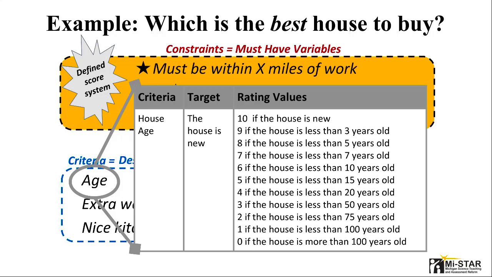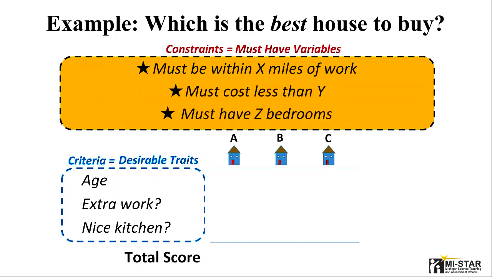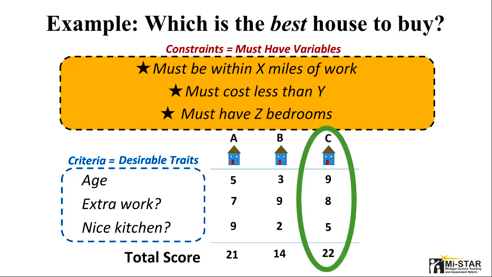Now we can use our system to rate each of the 3 options. We know that house A is 12 years old and therefore should be given a rating value of 5. House B is 45 years old, a rating of 3. And house C is only 2 years old, a rating of 9. At this point, we can create our decision matrix and rate the age criteria for each option. We can repeat this process for each of our criteria. Finally, we sum up the scores given for each of these options. The highest total score can be used to make a decision. Here, option C is the best solution.